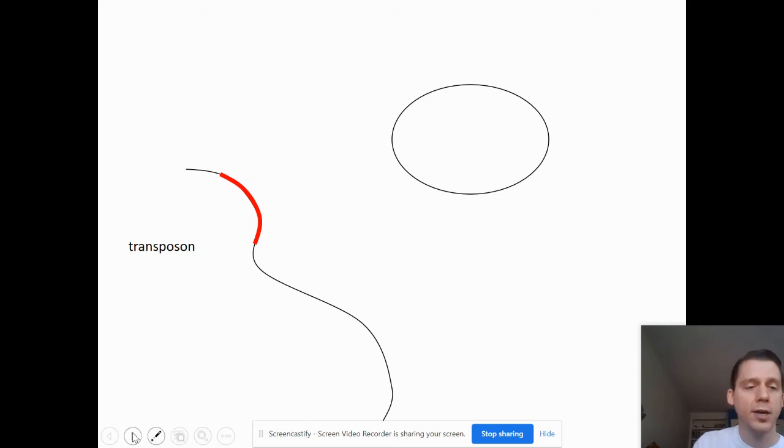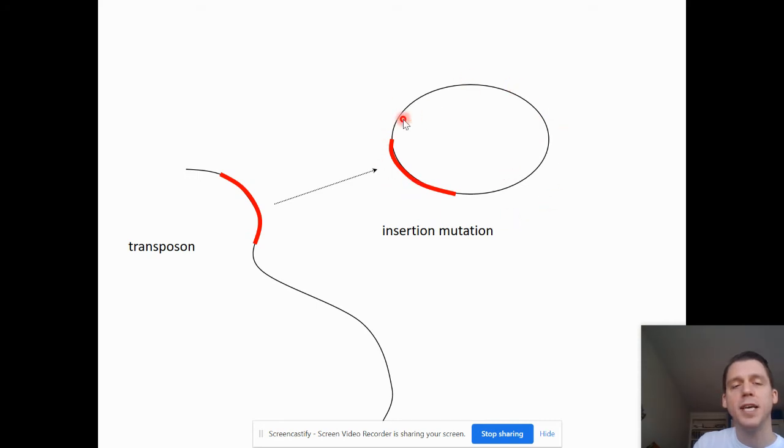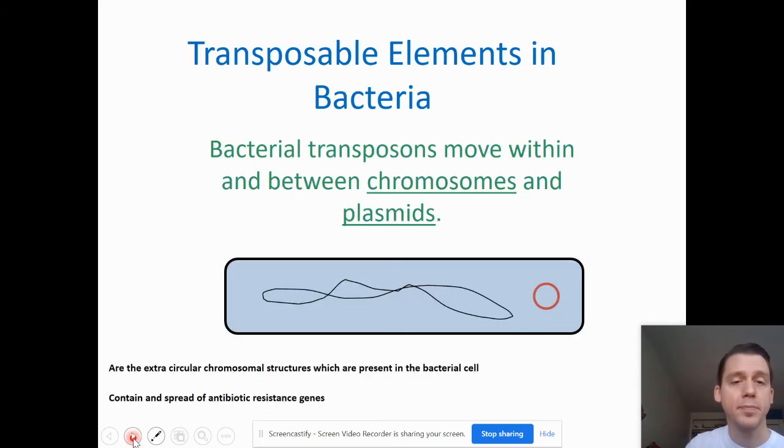So here's our transposon. It has copied itself and inserted itself into this piece of DNA. Now this diagram is actually showing the chromosome of a bacteria, and this is a plasmid. So in this example, we are transposing from the chromosome to a plasmid. So bacterial transposons move within and between chromosomes and plasmids. And if we combine that with the information we already know about plasmids, the transposon that's now present in the plasmid can move to another bacteria through the process of conjugation.